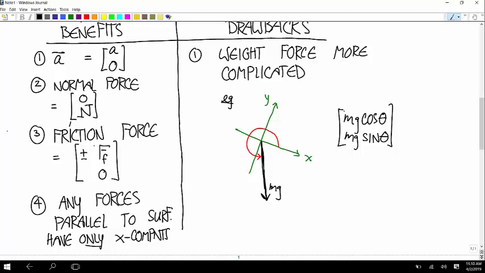Any questions about that conceptually? Yeah, one question. Can it have, like, mg times tangent of theta? Well, I'm just thinking. Okay. Tangent, I can't think of how that would come out.